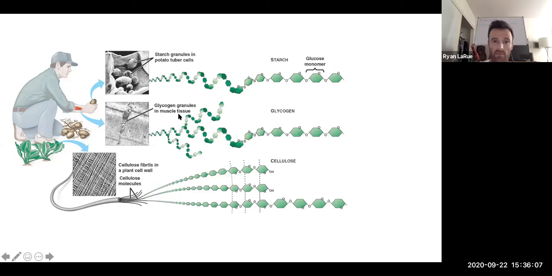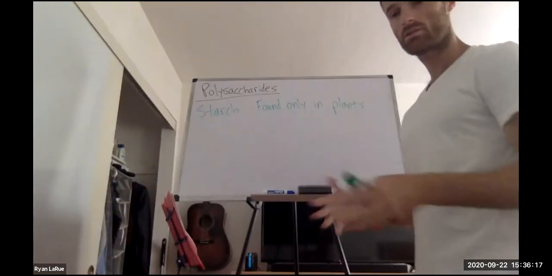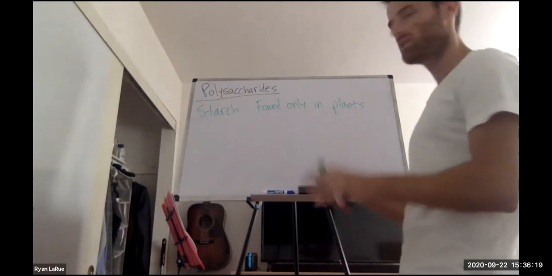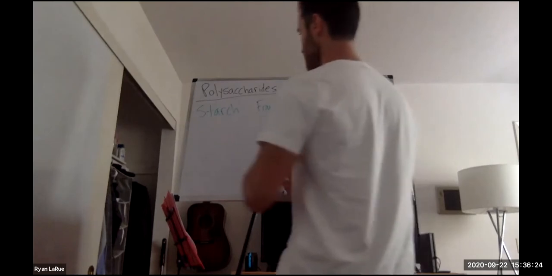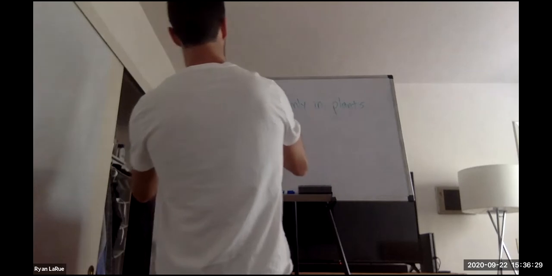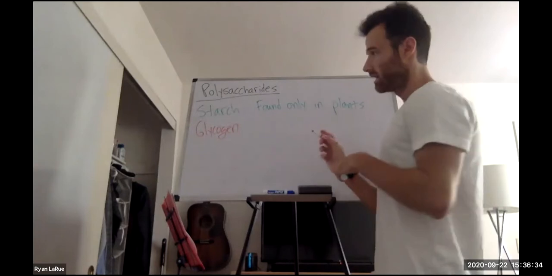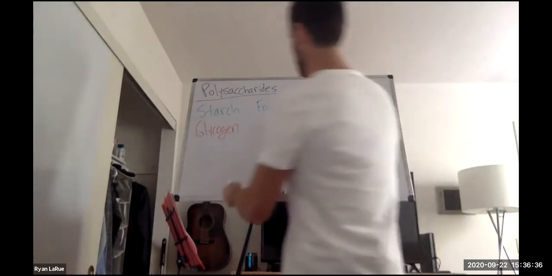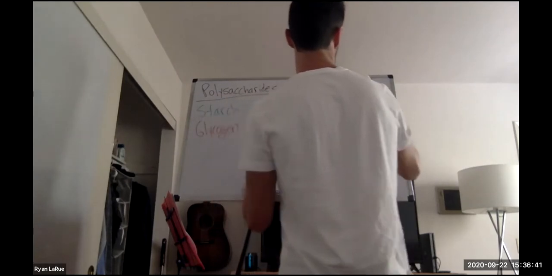Before that, I want to talk about glycogen for a second. Glycogen is another polysaccharide example. As you can see, it's a long chain of glucose. Just the bonding is a little different, so it has a slightly different structure. I'm going to write glycogen in red here. You don't find glycogen in plants. You find it in animals. You find it in us. So it's found only in animals.